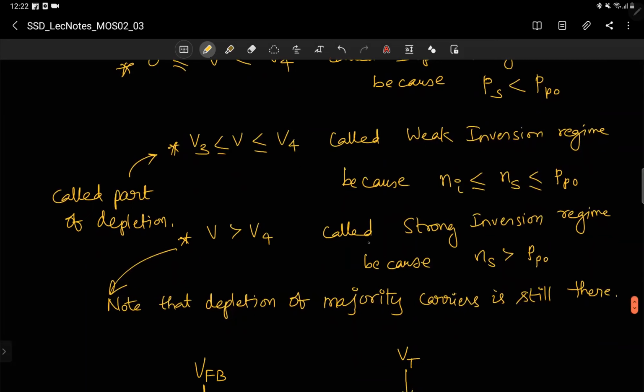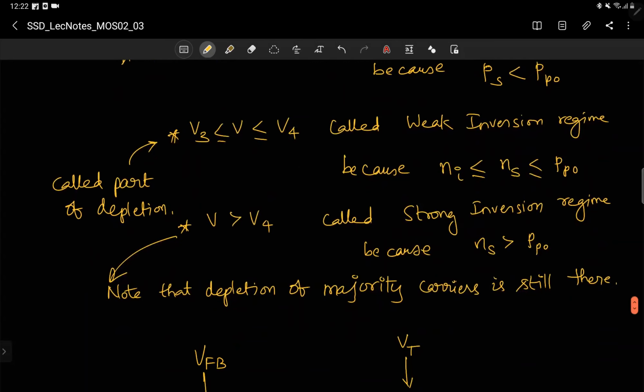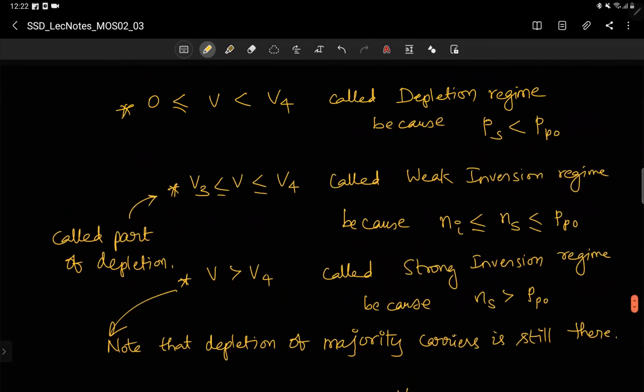And greater than V4, we call it strong inversion because Ns is greater than Pp naught. And note that depletion of majority carriers is still there. So it is called depletion regime, and we have a new name for V greater than V4, calling it strong inversion and not depletion, because minority carriers, which were electrons earlier, now have become majority at the surface. So a very high concentration of electrons has come.